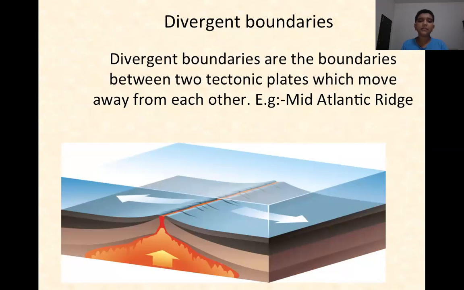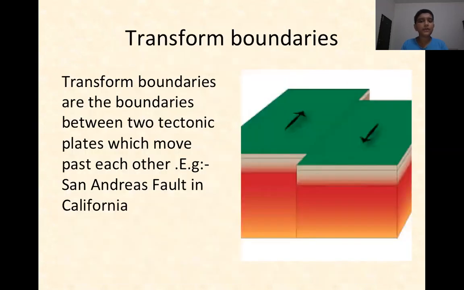Divergent boundaries. Divergent boundaries are the boundaries between two tectonic plates which move away from each other. Example, Mid-Atlantic Ridge. Transform boundaries. Transform boundaries are the boundaries between two tectonic plates which move past each other. Example, San Andreas Fault in California.